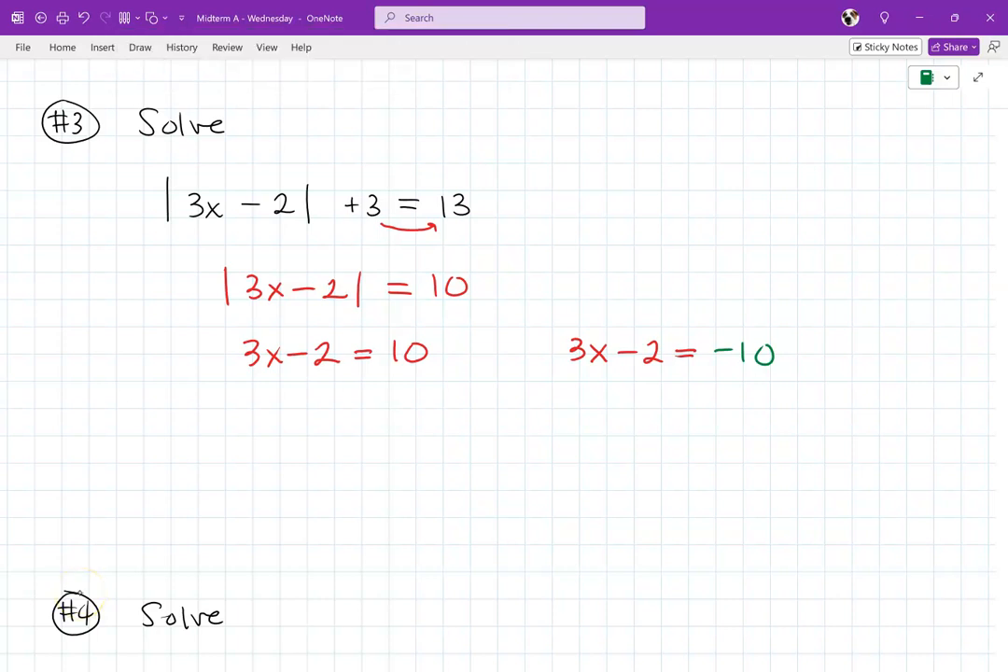So again, the thing in green is the only difference that you have to do. Notice I didn't have to change the equal sign, like flipping it. Flipping an equal sign doesn't make any difference. But you do have to change the number 10 into a negative 10. Then you just solve both.